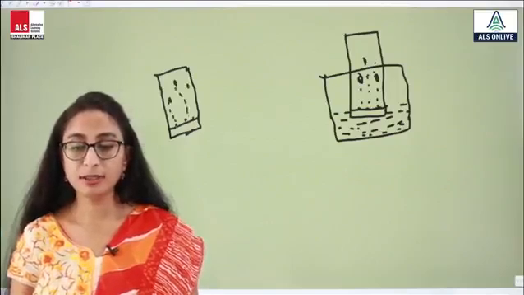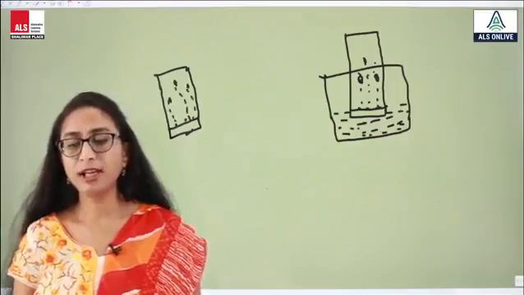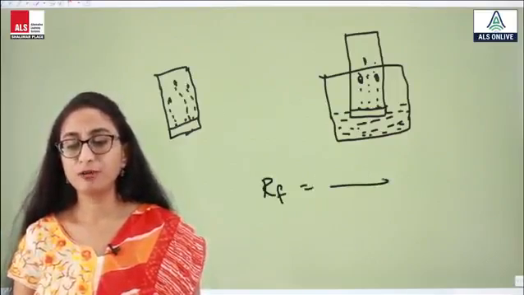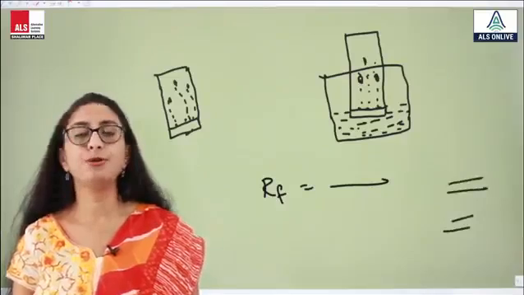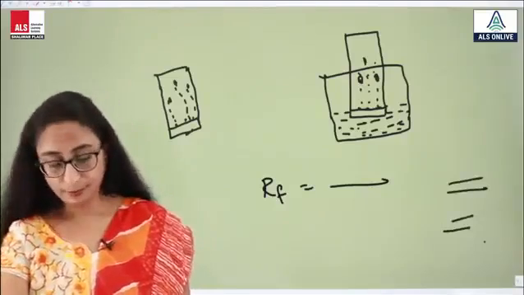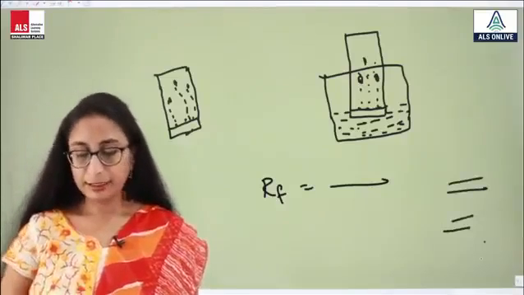So what is the distance which they have moved, and we have formulas. RF is equal to something. So we will put these measurements over here and we will arrive at the values. This is what we used to do in paper chromatography. So I'll show you pictures of paper chromatography.